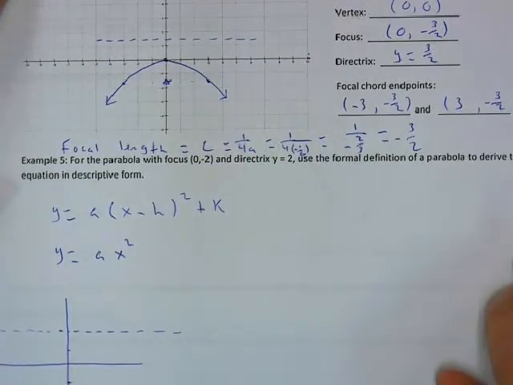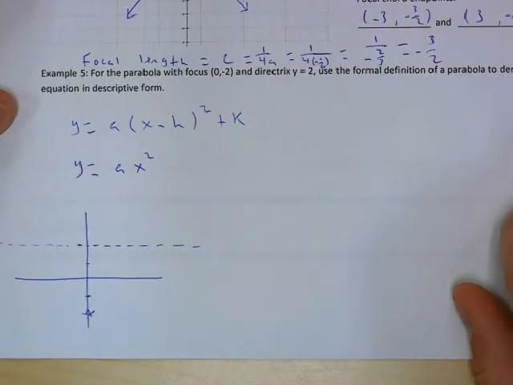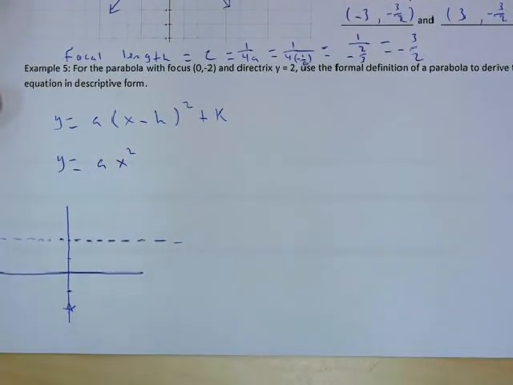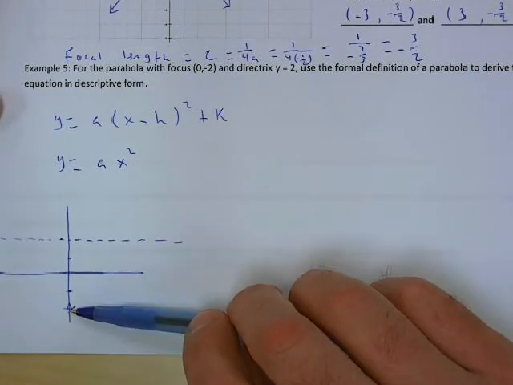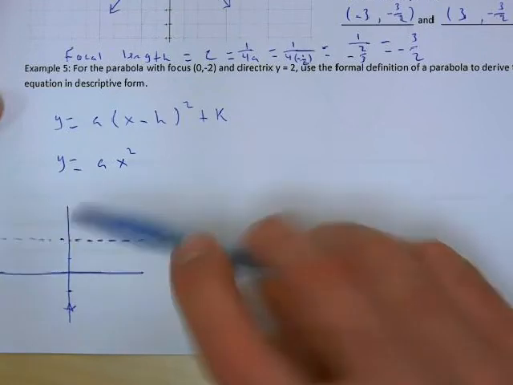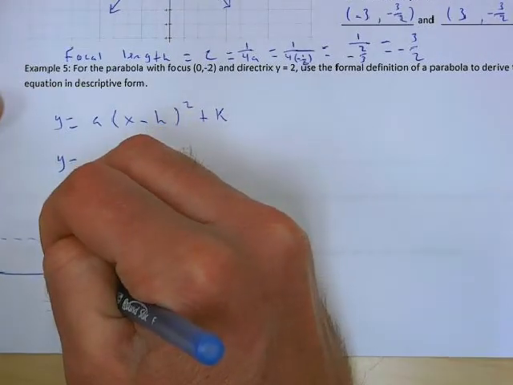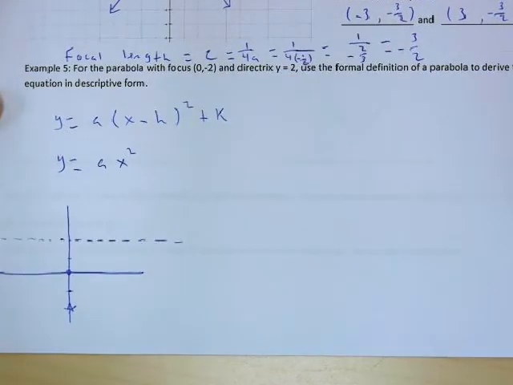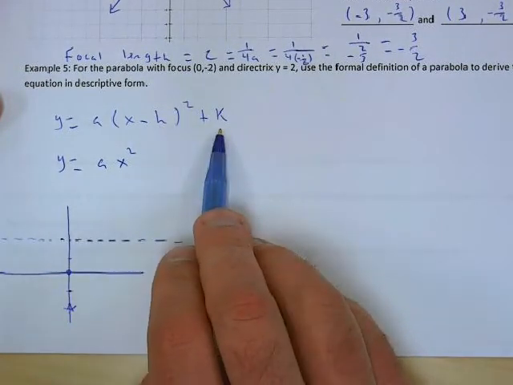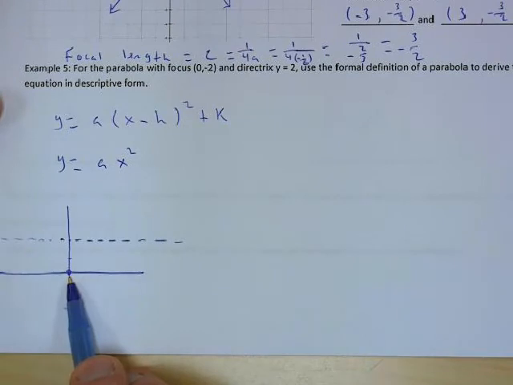And then just think, oops, sorry about that. So think about it, where is our vertex going to be? Well, it's always going to be right in the middle of the directrix and the focus. So what's right in the middle of these two points? Well, that'd be right here at the origin. Which is why we're going to have an equation that looks like this, because h and k are both 0, because the coordinates of the vertex here are at (0, 0).